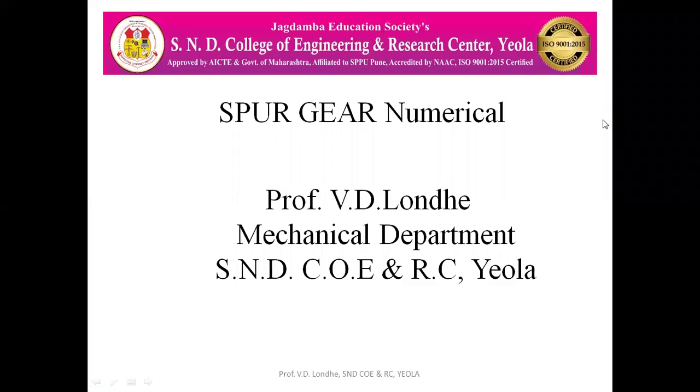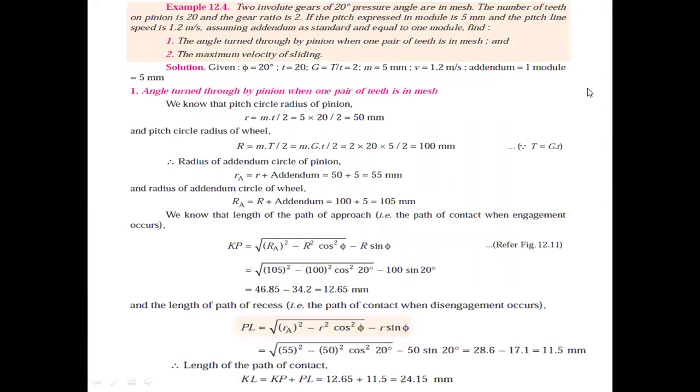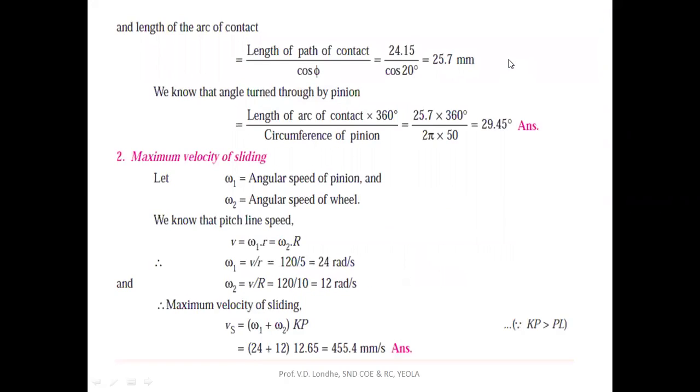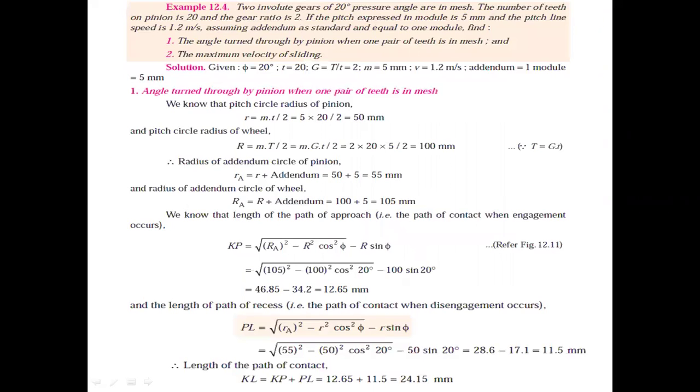Hello everyone. Today we are going to see the numericals on spur gear. So here is the problem statement. Two involute gears are meshing with each other and the pressure angle is given as 20 degrees. The number of teeth on the pinion is 20 and the gear ratio is given as 2. So from the gear ratio we can directly get the number of teeth on the wheel.